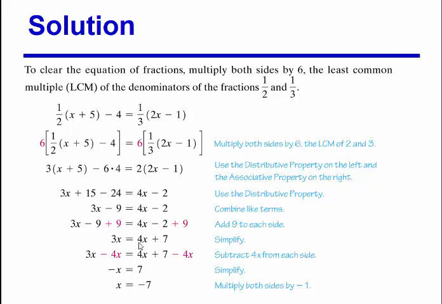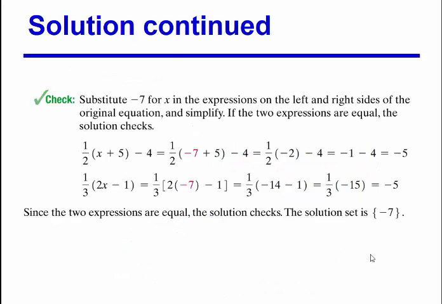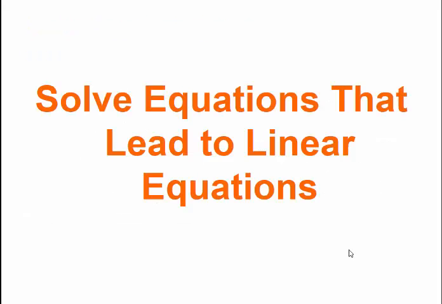And then so we had 3x is equal to 4x plus 7. Subtract the 4x from both sides. We're going to end up with negative x is equal to 7. We cannot have that. And so we multiply both sides by -1, and we get x is equal to -7. And then we check it, and in fact, it works out. So the next one is solve equations that lead to linear equations.